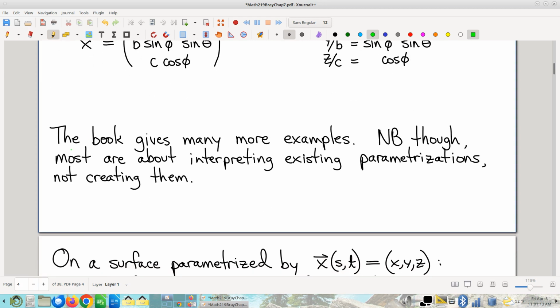Again, the book does have some examples. Again, they're all kind of backwards. They're interpreting existing parameterizations. They're not creating new parameterizations. And I honestly think what I just showed you is more useful, practically speaking, than what the book has.